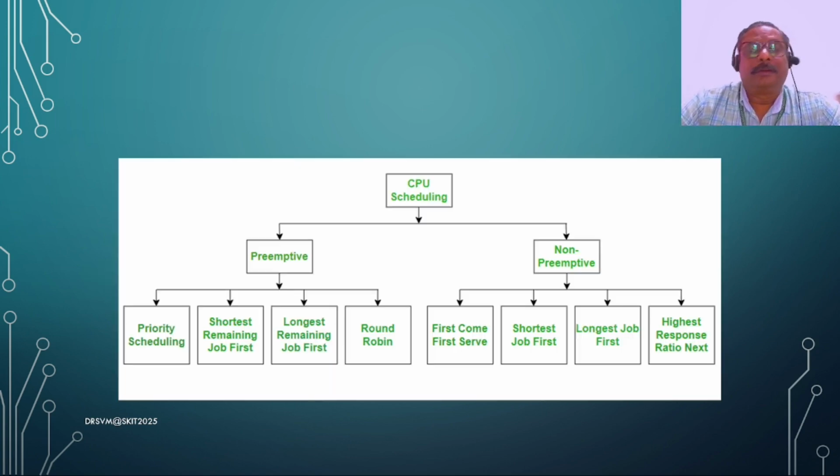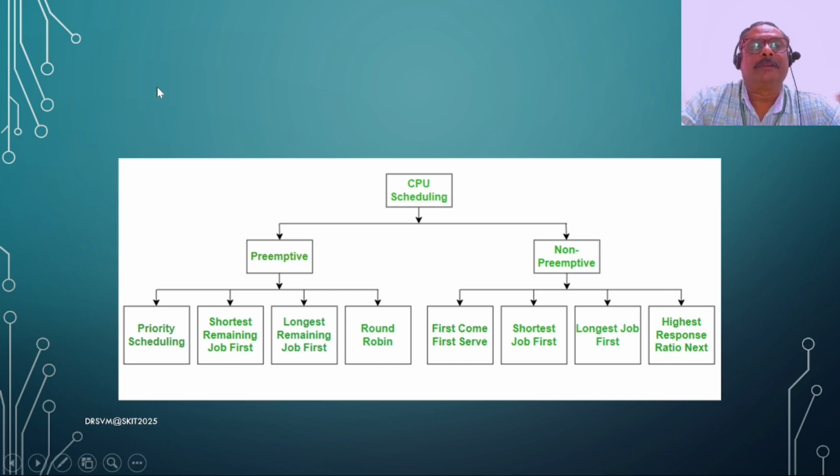Just a glimpse of various types of scheduling algorithms. Two types: preemptive and non-preemptive. In preemptive scheduling, a process can be stopped in between and another process may be accommodated, whereas in non-preemptive, once a process is allotted the CPU, the CPU stays with that process until it ends. Common examples for preemptive are priority scheduling and round robin scheduling, and for non-preemptive are first come first served, shortest job first, and so on.